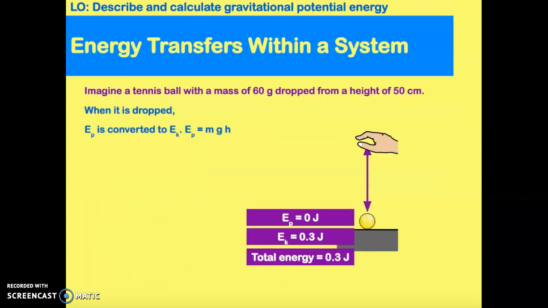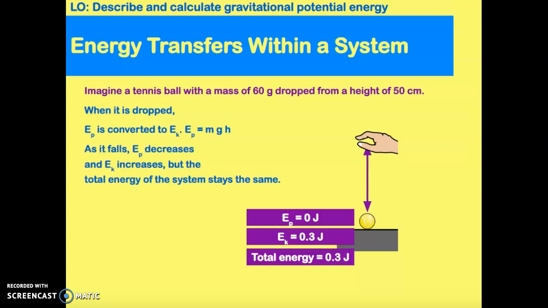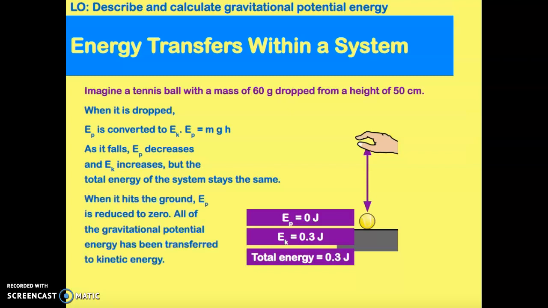There's no kinetic energy because it's not moving, it's in my hand, so the total energy in the system is 0.3 joules. Once I drop that ball, however, I can say that all that gravitational potential energy has converted into kinetic energy. We know if we talk about a closed system that energy doesn't go anywhere, it's just 100% conversion. So therefore I can say that all of that GPE is converted into kinetic energy. So now my GPE is 0 because my ball is on the ground, and my kinetic energy is 0.3.